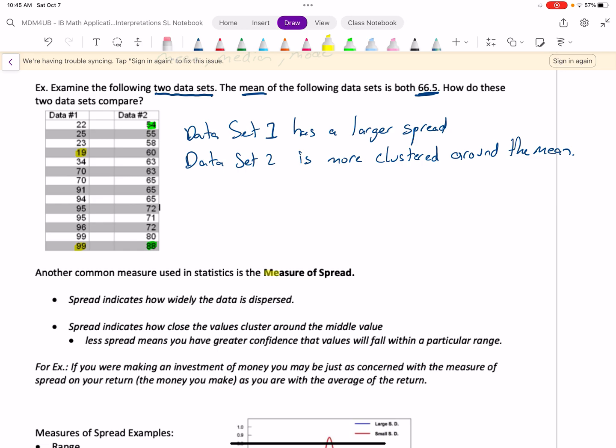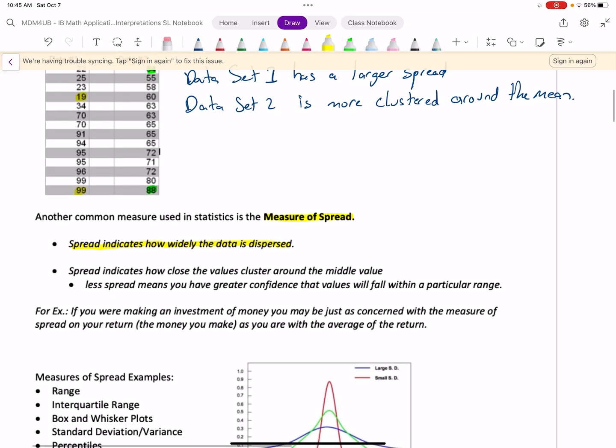So measures of spread are often equally important to the averages. It really indicates how widely the data is dispersed. So how big the range is, and then a whole bunch of other things like standard deviation, and we'll see some other ones as we go through. So it indicates how close the values are clustered around the middle values, so those mean, median, and mode.